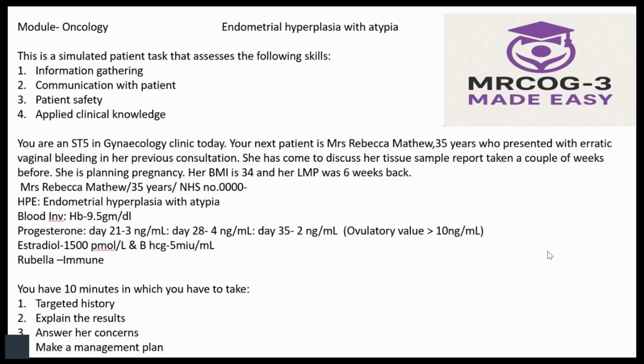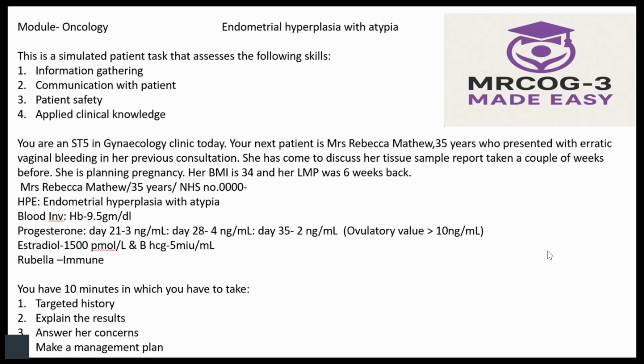Do you feel down or depressed anytime? Because she's trying for pregnancy, that can also cause her depression. And if she says yes, shall we arrange some counseling for you? Yes or no, she will say. Now, this is about the information gathering. Would you like to add anything? No, doctor, or yes, doctor.